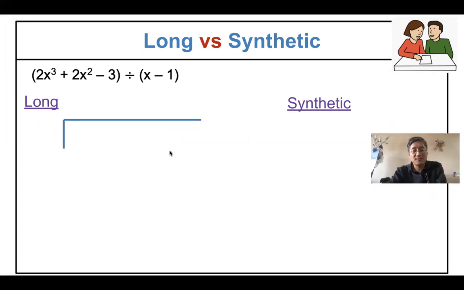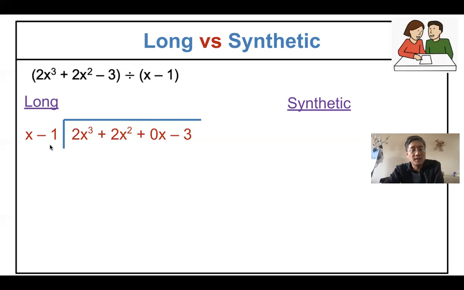We should be careful, right? There is no x. Then what did I say? You should put the 0 for the x here, so make sure you put the 0x. When there is no x or any term is missing, you should make sure you keep the space for that place. And then the divisor comes over here.